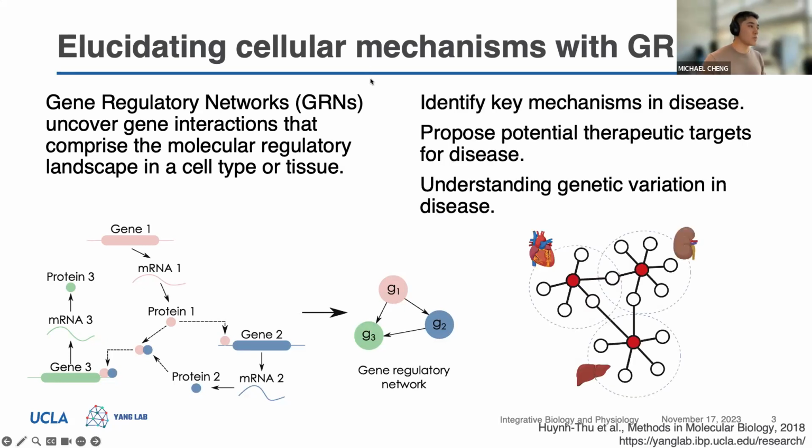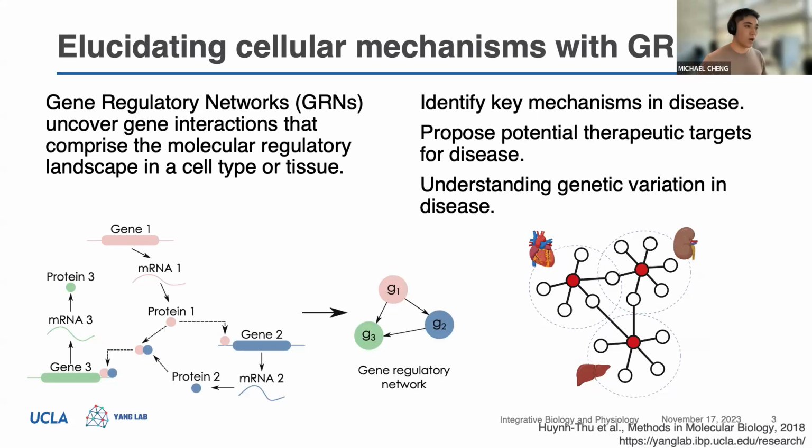So a reason why we want to use gene regulatory networks to study disease is that it helps us identify key mechanisms in disease, mechanisms that are dysregulated between your case and your control. Understanding these mechanisms can help propose potential therapeutic targets, or genes in the network that tend to be driving these disease mechanisms. And one of the most important reasons is to try understanding genetic variation in disease.